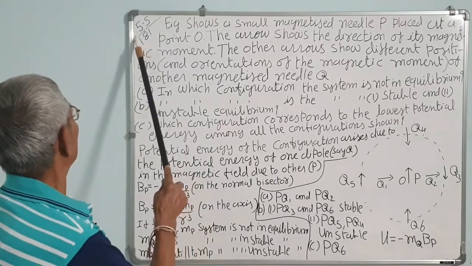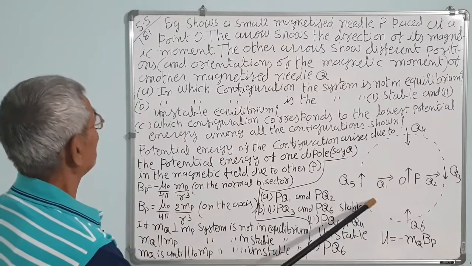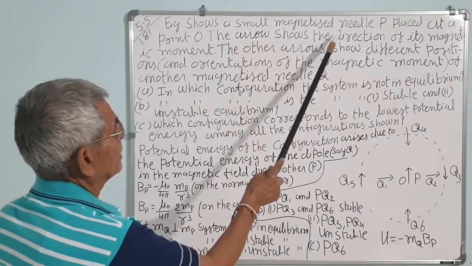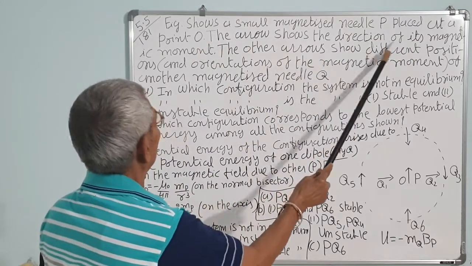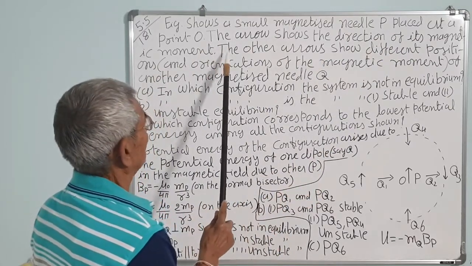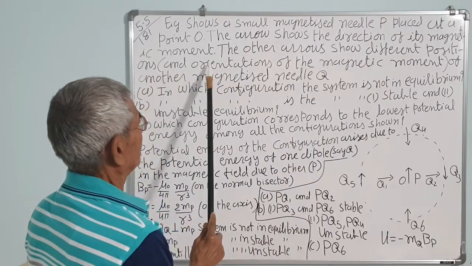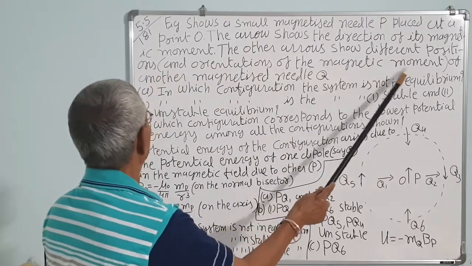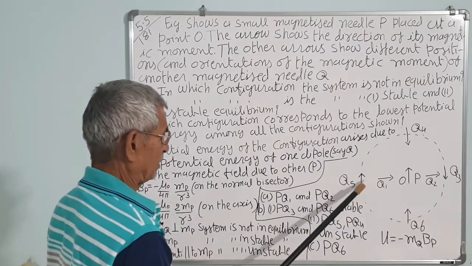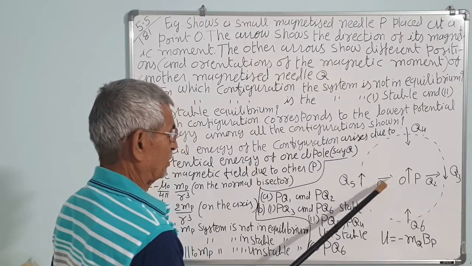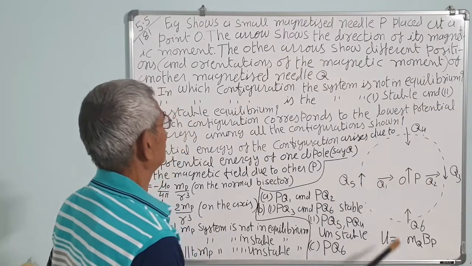Now solve numerical 5.5 on page number 181. The figure shows a small magnetized needle P placed at a point O. The arrow shows the direction of its magnetic moment. The other arrows show the different positions and orientations of the magnetic moments of other magnetic needles. This is P at the position O.